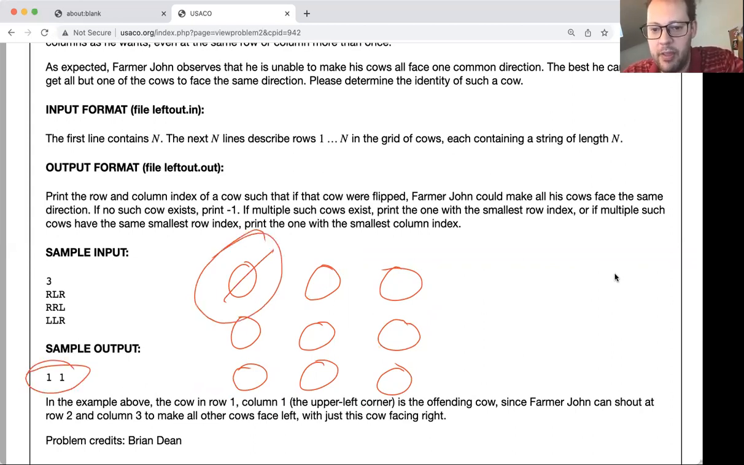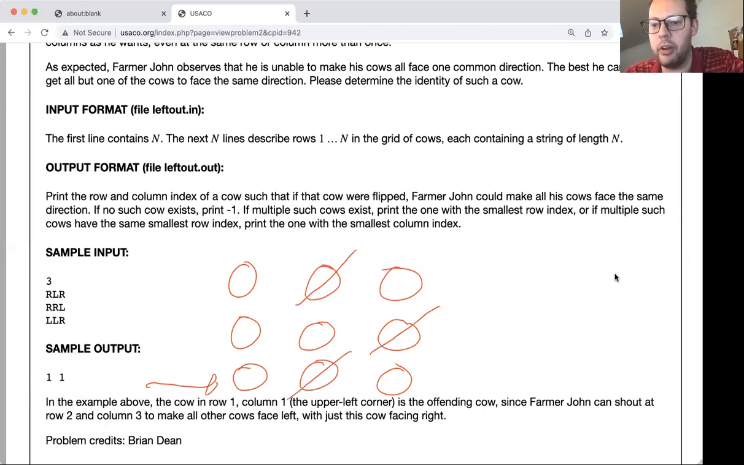Let's read why. In the example above, the cow in row 1, column 1, the upper left corner, is the offending cow, since Farmer John can shout at rows 2 and column 3 to make all other cows face left with just one cow facing right. Shout at row 2, column 3. Let's back that up because I actually used a different solution, but I came up with the same answer. What I'm pointing out here, though, is that they're doing a 1 indexing.